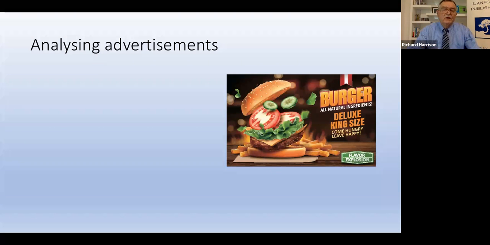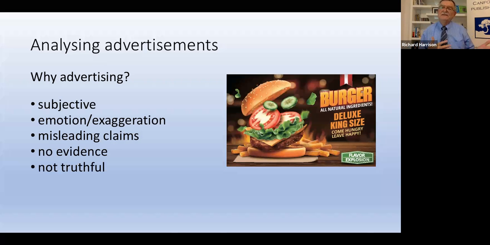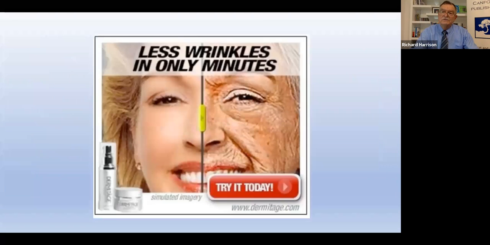And why advertisements? Well, we can say about advertisements that they're kind of opposite of what we're trying to do in the academic world. Advertisements are subjective, they're full of emotion and exaggeration, like the picture you see before you there of the healthy looking burger. Often they have misleading claims, they're not very strong on evidence, sometimes they're not truthful at all. So as I say, this is the opposite of what we're trying to do in the academic world, where we're trying to teach students to be objective and to rely on evidence and to be truthful.